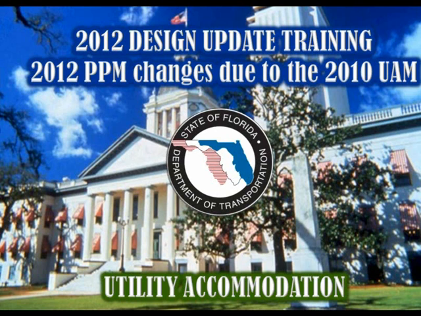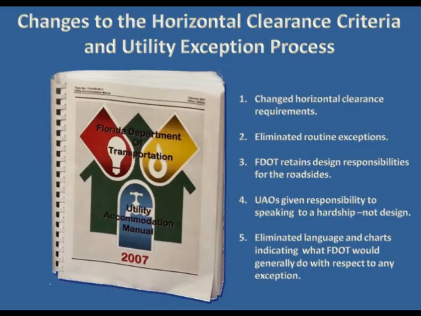Okay, the 2012 PPM had to change because we made significant changes in the 2010 UAM. And what we did, basically, we looked at the 2007 UAM, and there was a lot of things that we did routinely to grant exceptions for horizontal clearance. And it had a lot of criteria.